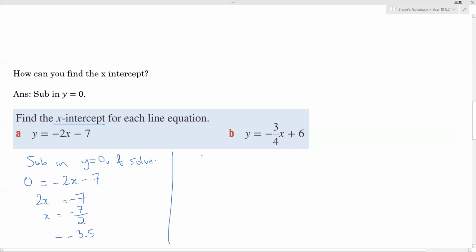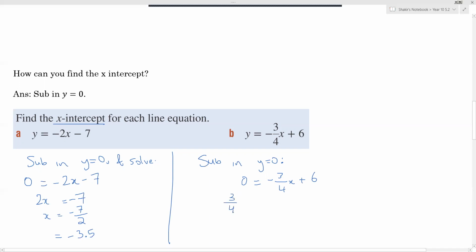Similarly, over here, again, we want to find the x-intercept. So we sub in y equals 0. Any place you see y, I'm going to put 0 in. 0 equals negative 3 over 4 x plus 6. And we just solve this. First things first, this whole thing is a negative, so let's move it to the other side. We're going to add 3/4 x to both sides. So I'll have 3 over 4 x equals 6.